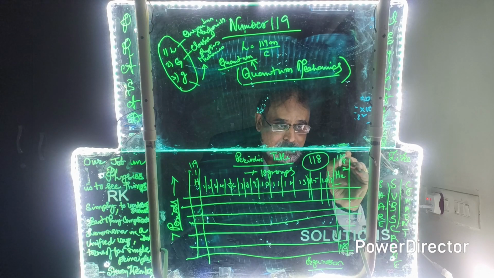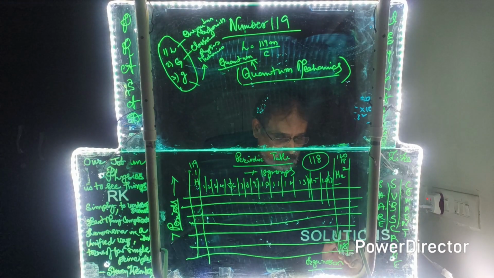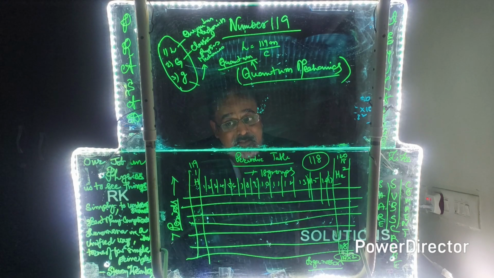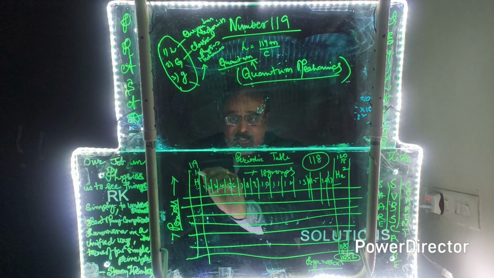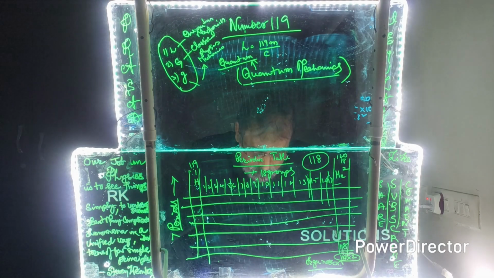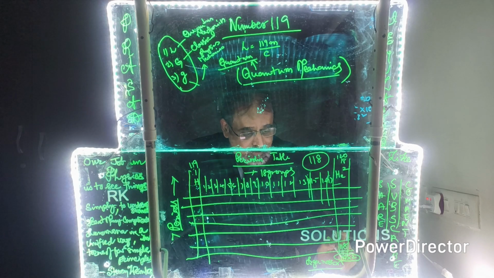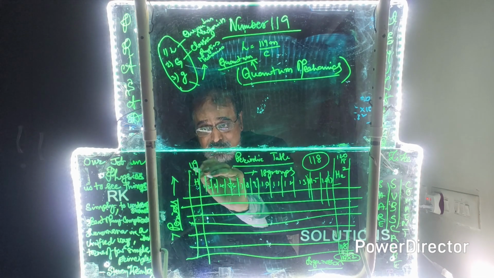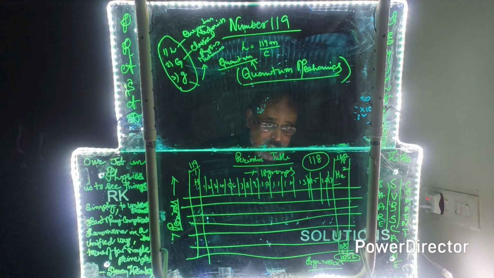119, 120. If this is 118, then the next table will contain 118 times 2 elements. The next periodic table would start from 119. So when it reaches this 118 limit, it will start with 119 and 120.